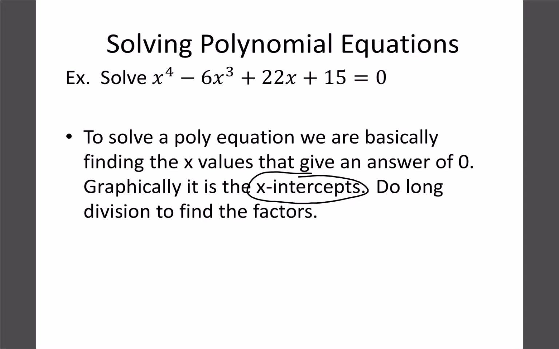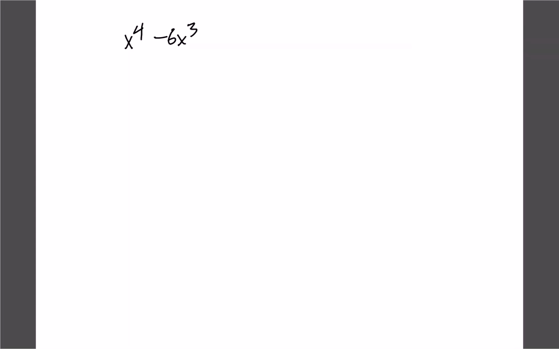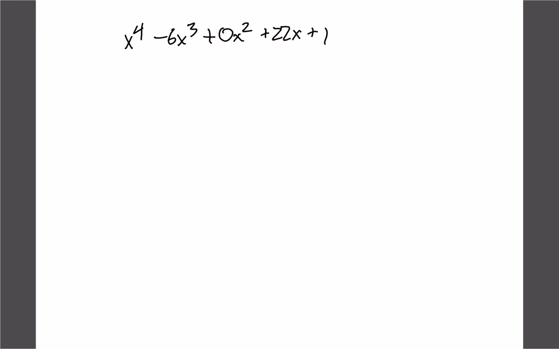So we've got x to the 4th, I'll just rewrite the equation, minus 6x cubed. Remember, when we're doing these, we want to put in the zeros. We have no x squared, so we put in 0x squared. We got plus 22x, and plus 15 is our final answer. So because that's equal to 0, that's our equation we want to work with. So we would do long division, and basically what we want to do is the exact same things we've been doing before, is try to factor this thing out.